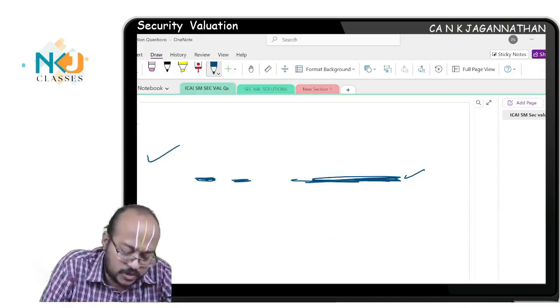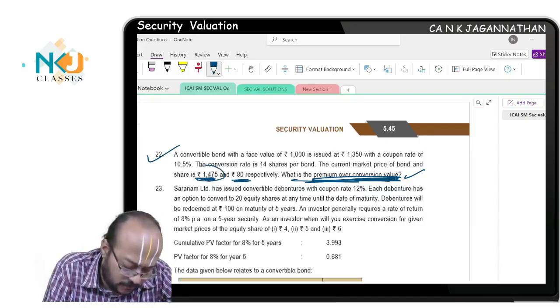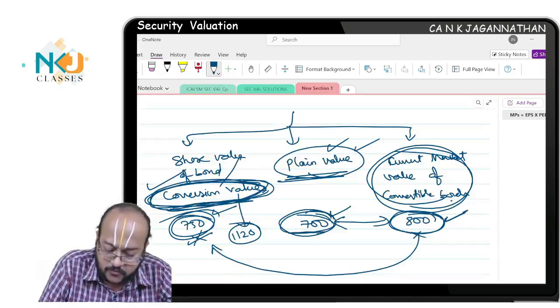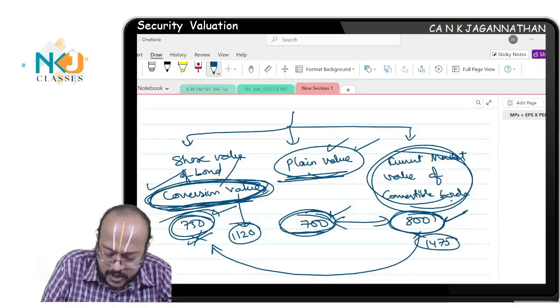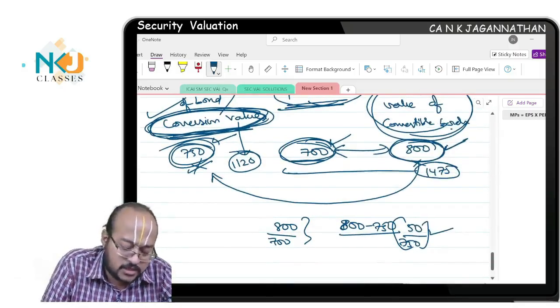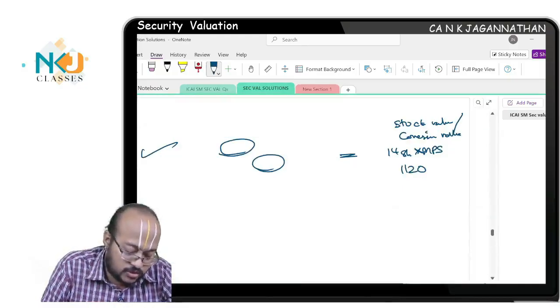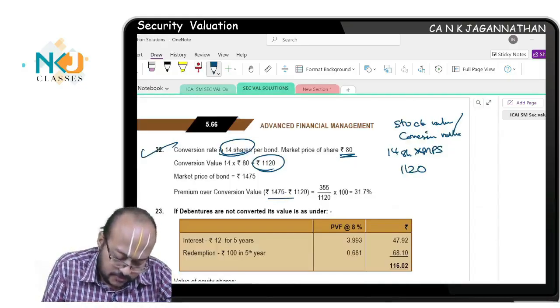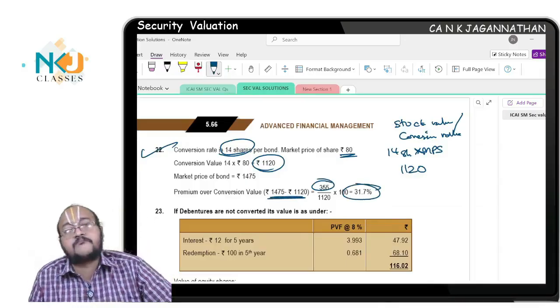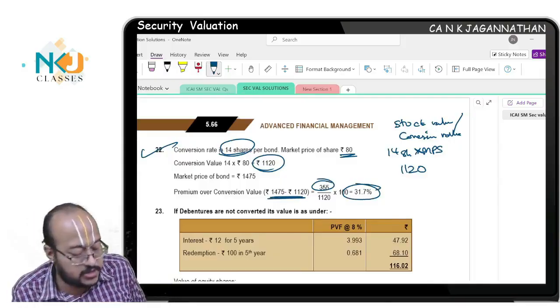What is the current market price of the convertible bond in the question? 1475. The current market price of the bond is 1475. You should find the difference between 1475 and 1120: 1475 minus 1120, divided by 1120. How much is that? 1475 minus 1120 is 355, divided by 1120. You get a premium of 31.7%. Are you all understanding the solution?